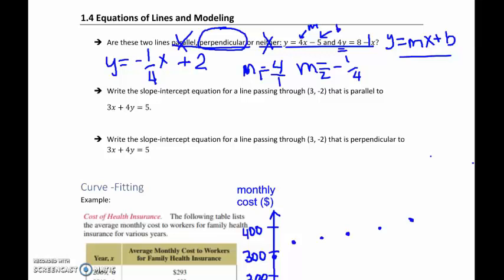Okay, we are still in 1.4. In this final video, we're going to do a couple more examples with parallel and perpendicular lines, and then we're going to talk about something called curve fitting or modeling, and look at how understanding how the equation of a line, a linear equation, works. You can model something and use it for prediction.